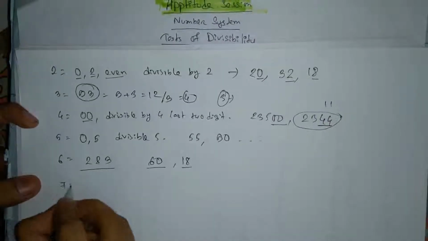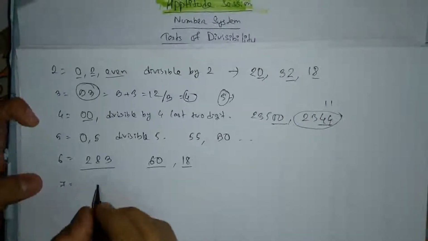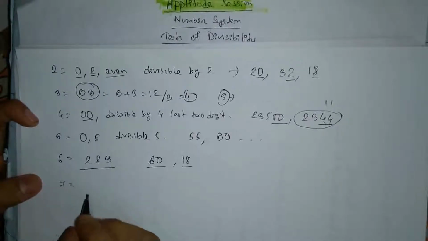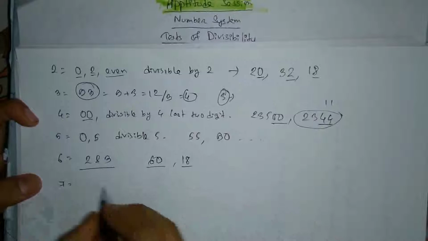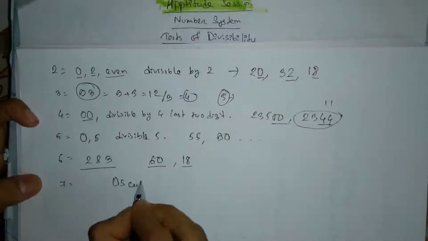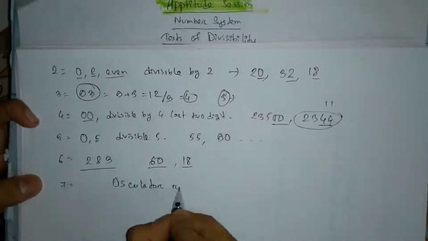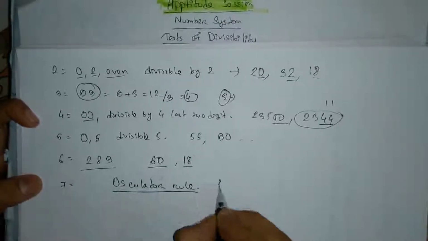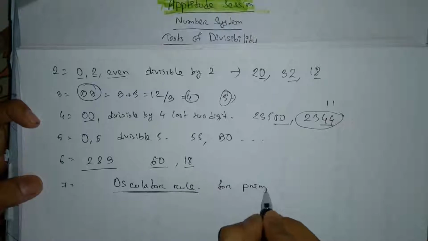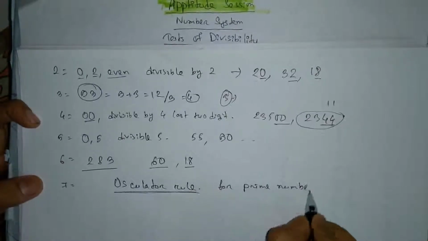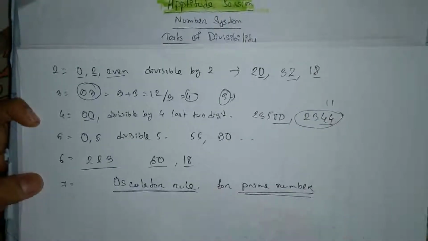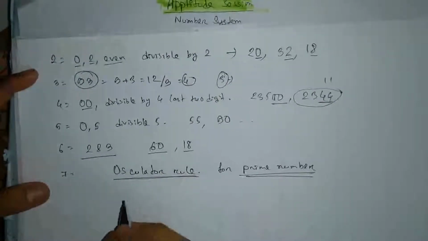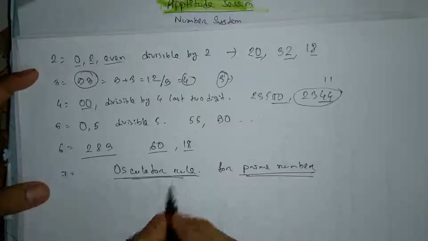7. To determine the divisibility condition of a prime number, we need to implement the osculator rule. Yes, the osculator rule. We need to implement this osculator rule for the divisibility condition of prime numbers. So 7 is a prime number, so we need to implement this osculator rule.